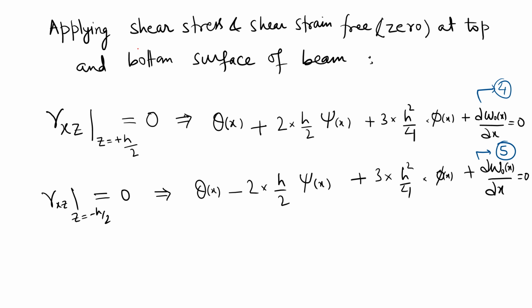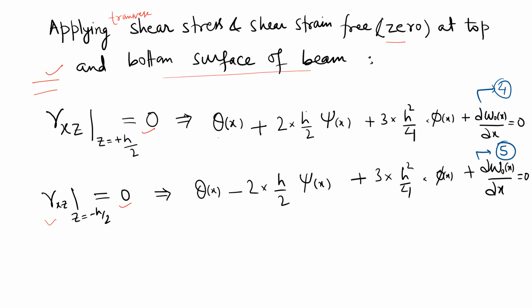Now we should mention that the transverse shear stress and shear strain are free, or 0, at the top and bottom surfaces. If we apply this boundary condition, gamma xz at z equals plus h by 2 should equal 0 at the top, as well as gamma xz at z equals minus h by 2 should equal 0. If we apply these shear free conditions at top and bottom, then we get theta x plus 2 into h by 2 psi x plus 3 into h square by 4 into phi x plus del w naught by del x equals 0.